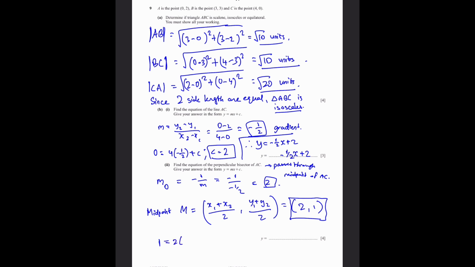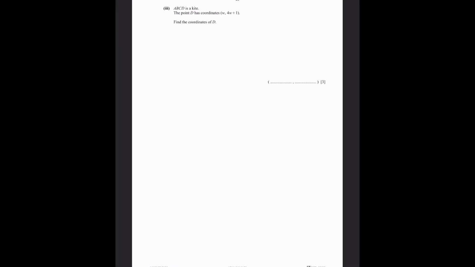So 1 is equal to 2 times 2 plus c. C is equal to 1 minus 2 times 2, that is 1 minus 4, negative 3. Therefore, we have the gradient, which is 2, and we have the y-intercept, negative 3. y equals 2x minus 3 is our answer. Let's go to part 3.